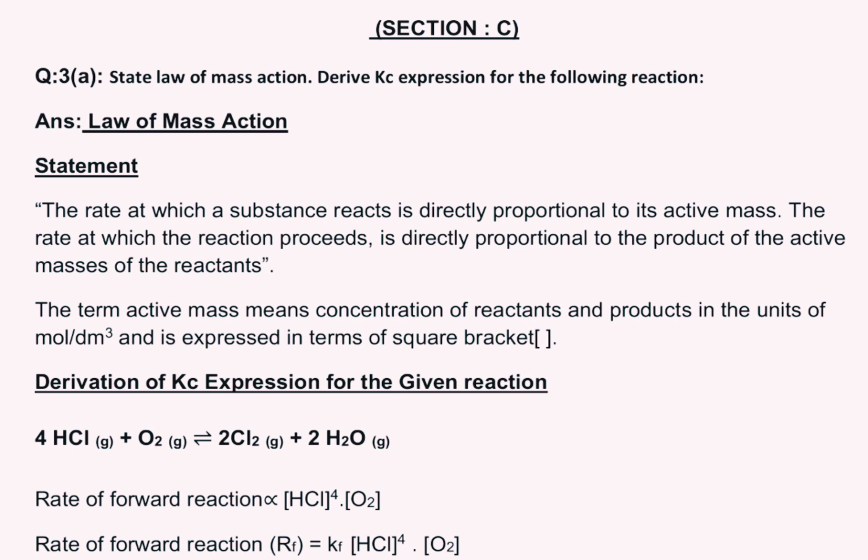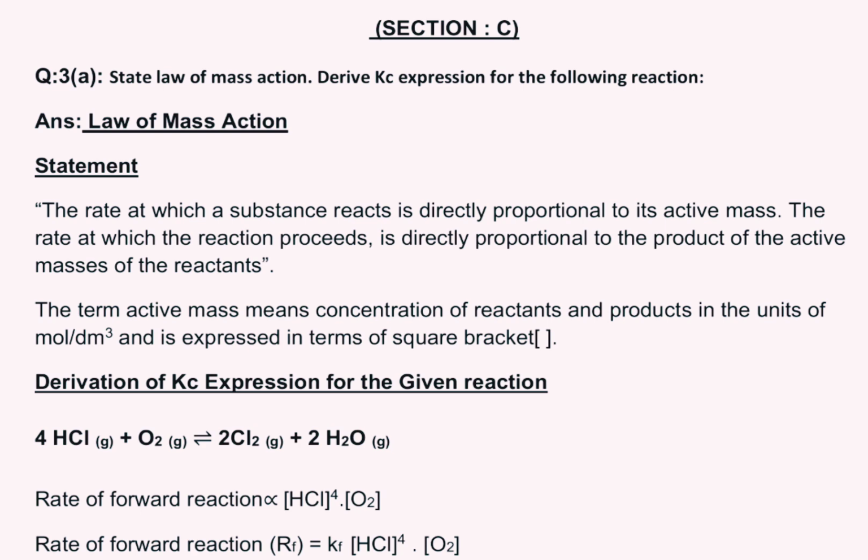That simply means that the rate of the forward reaction will be directly proportional to the active masses of the reactants, and the rate of the backward reaction will be directly proportional to the active masses of the products. Rate of reaction means speed of reaction. And the term active mass means you are taking concentration in mole per decimeter cube, so you have to mention the unit here.